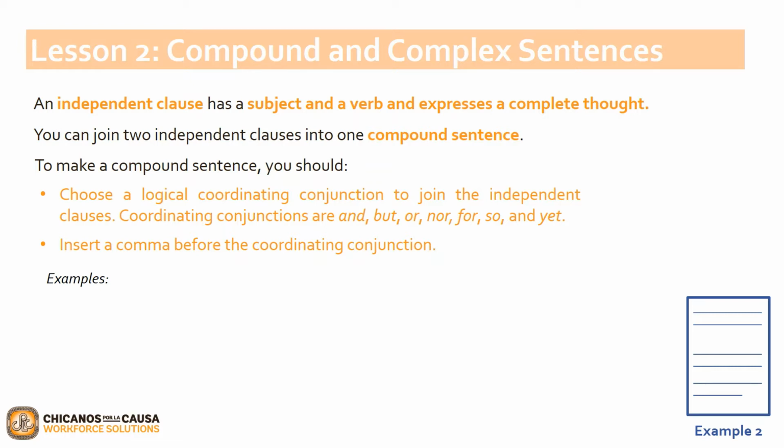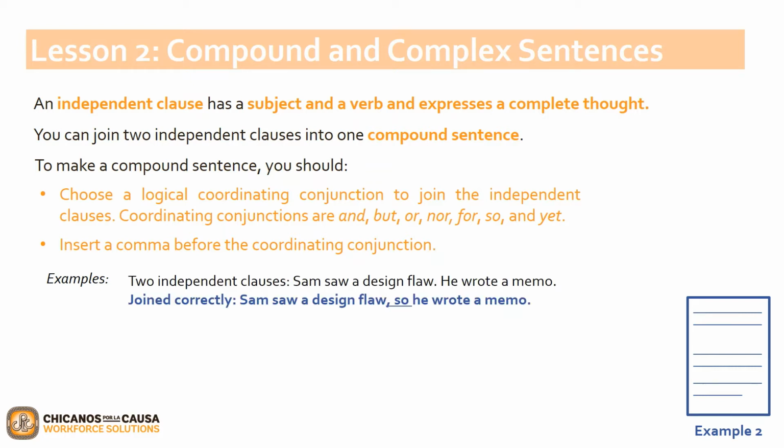Let's go ahead and review our first example. The sentence that we have is a sentence that has 2 independent clauses. It says, Sam saw a design flaw. He wrote a memo. Joined correctly to make it a compound sentence, you will rewrite this sentence as, Sam saw a design flaw, comma, so he wrote a memo.